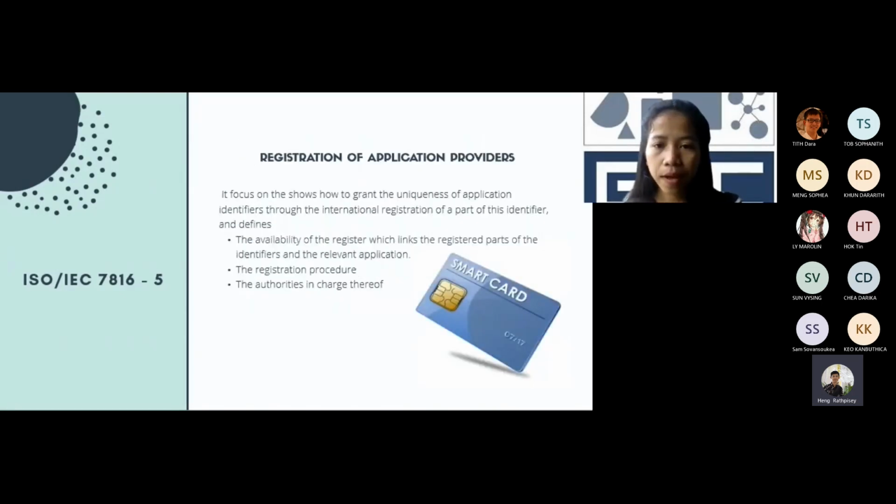Part 5 is about the registration of application providers. This part focuses on how to grant a unique application identifier through the international registration of a part of the identifier and its definition. It means that when the user tries to register an application in the smart card, it will be stored and made available.